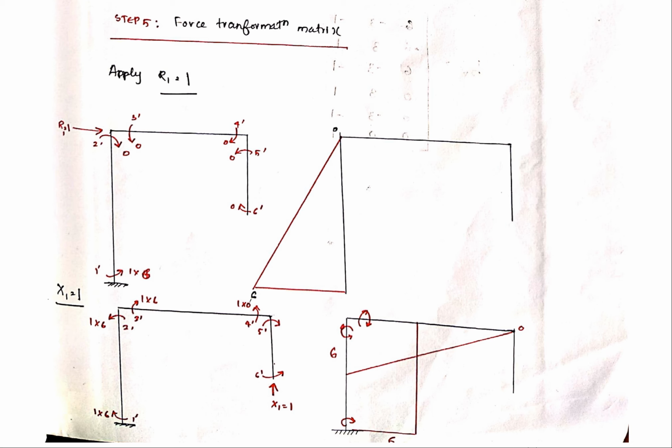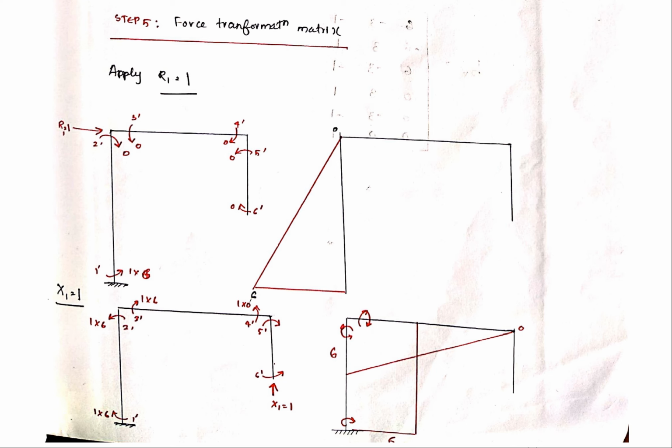When we apply R1 equal to 1, our third, fourth, fifth and sixth coordinates are 0. And due to R1, the second coordinate is also 0. The first coordinate will be equal to 1 into 6 because AB has a height of 6 meters. So 1 into 6 is the coordinate 1, but this is in the anti-clockwise direction, so minus 6. Minus 6, 0, 0, 0, 0, 0. That is the BR matrix obtained.